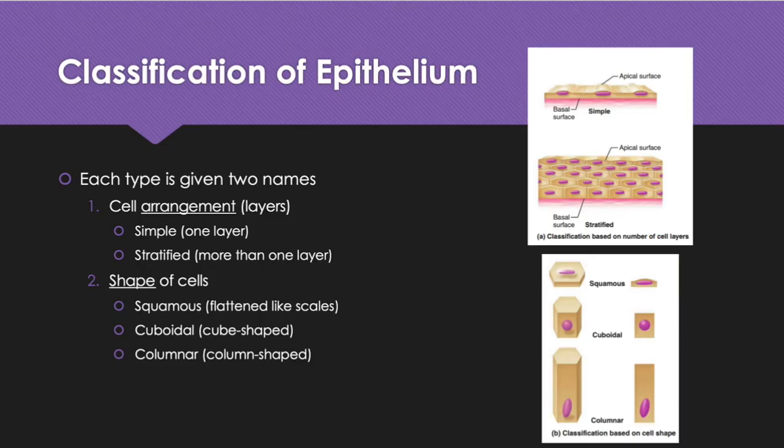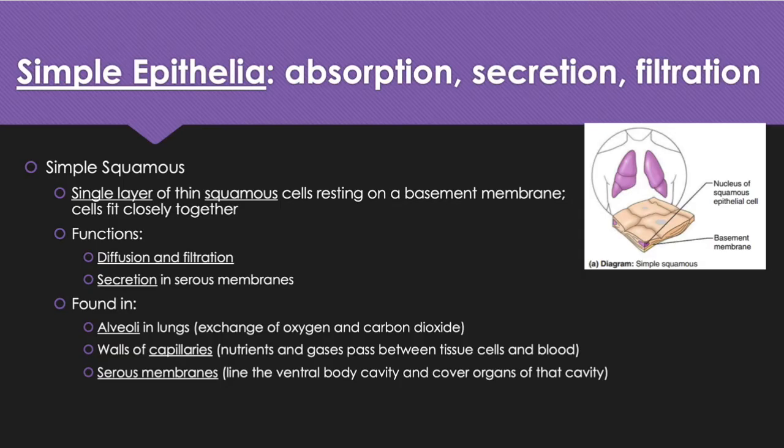Okay, we're going to go through different kinds of epithelial tissue, and we'll refer back to these as we talk about the types of epithelial tissue. So simple epithelia is going to be involved in absorption, secretion, and filtration.